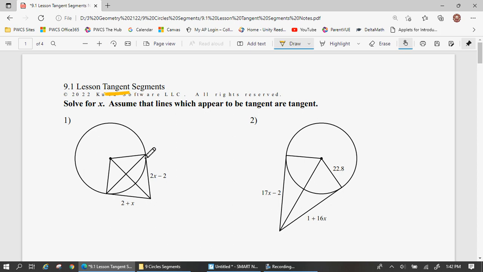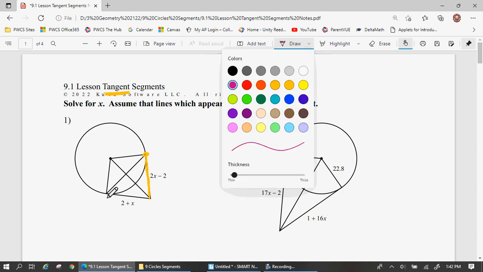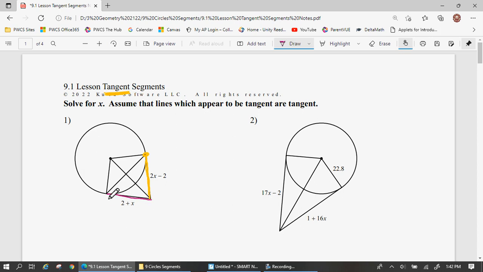Tangents are segments that touch a circle in one place and then never intersect with it again. So here I have a tangent segment. I have a bunch of segments in here, but we're going to focus on these ones. It intersects the circle at that point and will never touch it again. I have another tangent segment, it intersects the circle, and will never touch it again. If we extended this out, it would go on and on forever, never touching this circle again.